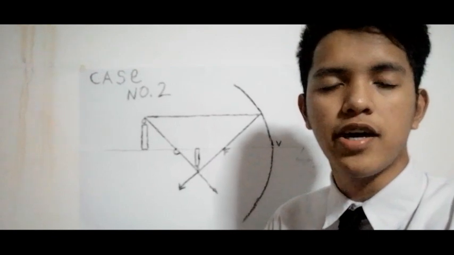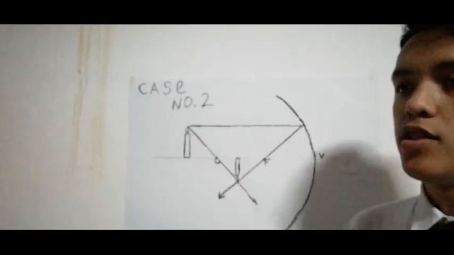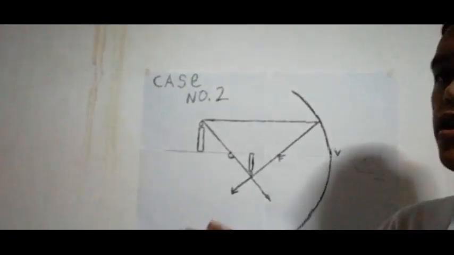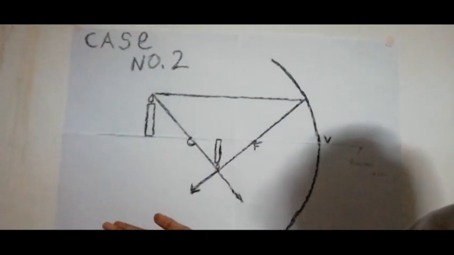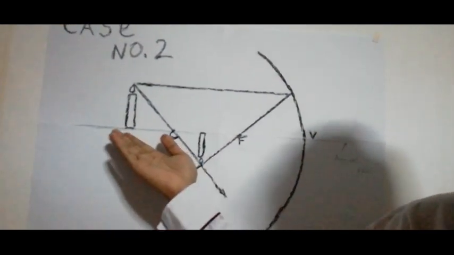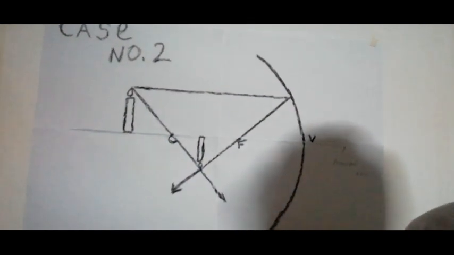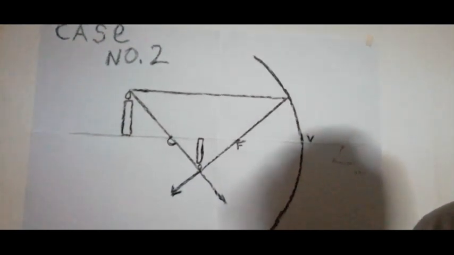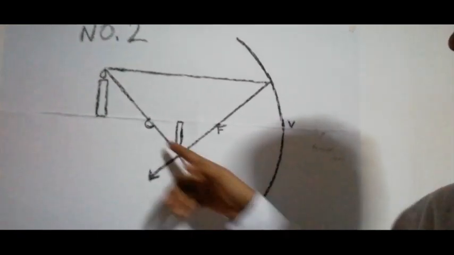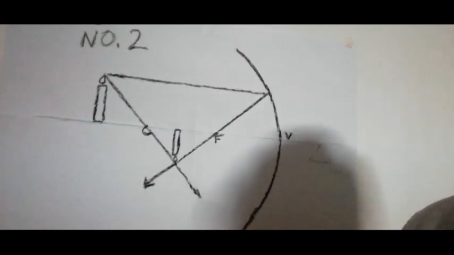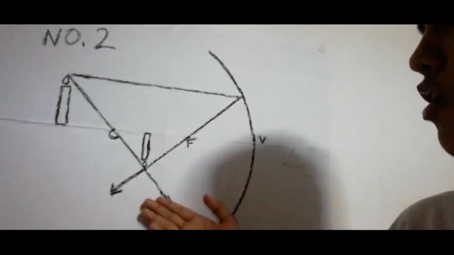So we're moving on to case number 2. In case number 2 on a concave mirror, the object is located behind the center of curvature. The image it creates is real, meaning the image is in front of the mirror, located between C and F. The image is also smaller and inverted.